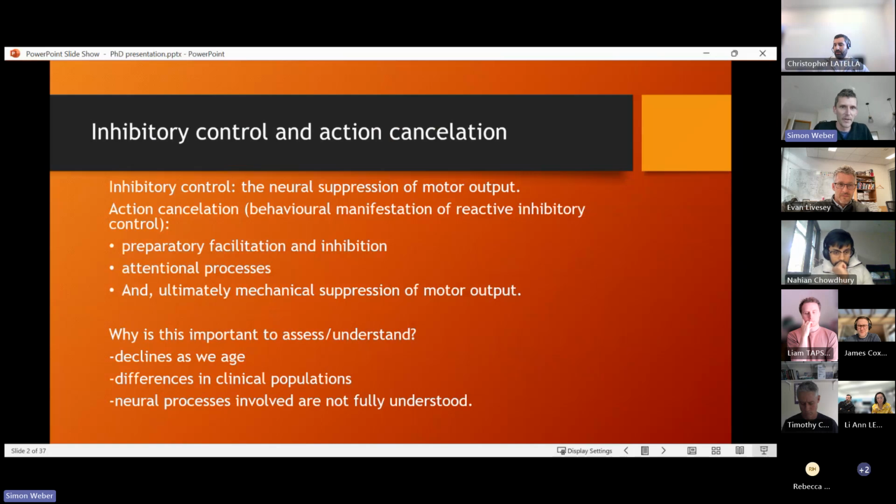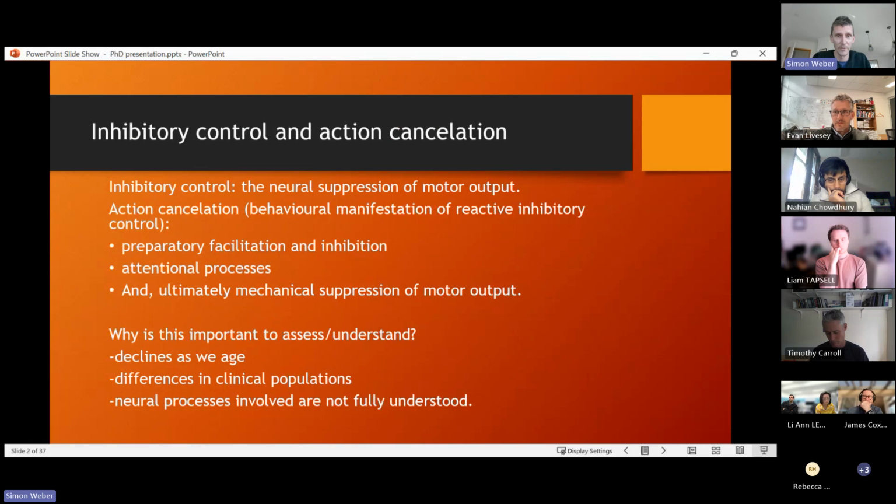Of course, I'll define some key terms to start. Inhibitory control, broadly speaking, is just the neural suppression of motor output. Action cancellation, more specifically, is the behavioural manifestation of reactive inhibitory control. And of course, lots of different things influence the way that this manifests.